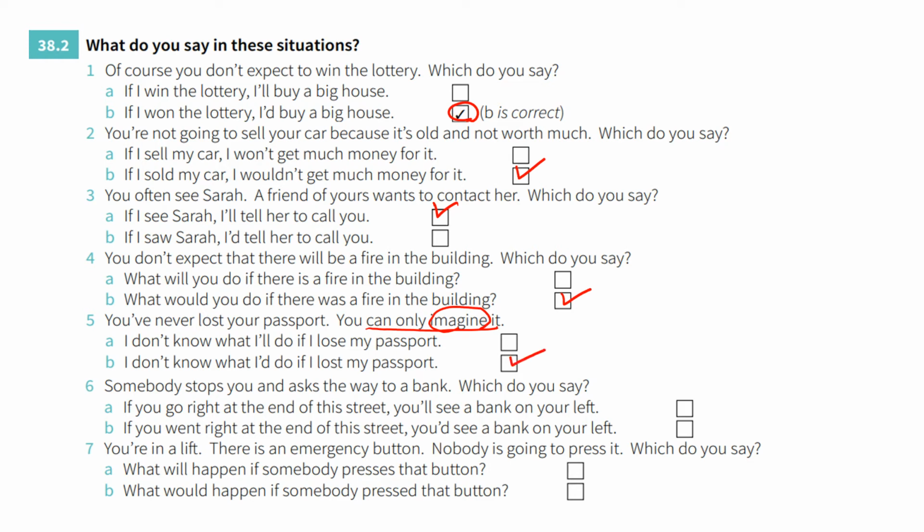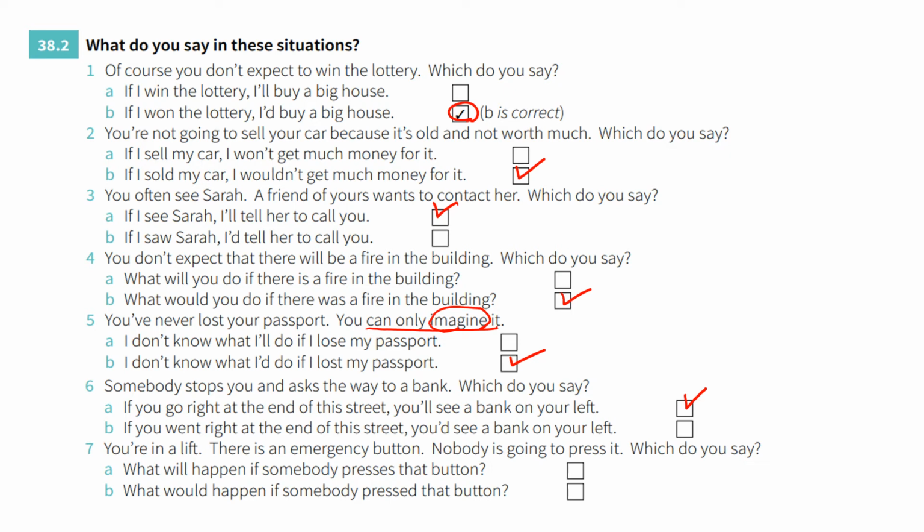Yes, B is correct. Somebody stops you and asks the way to the bank. Which do you say? So it's not imagination. If you go right at the end of this street, you will see a bank on your left. If you went right at the end of this street, you'll see a bank on your left. Yes, A is correct.